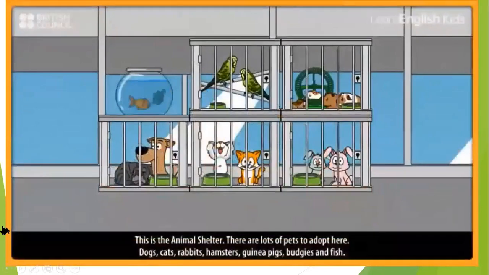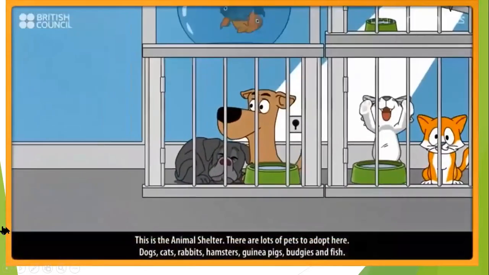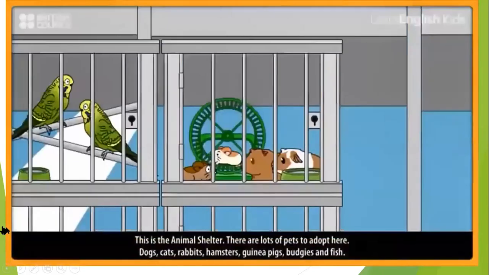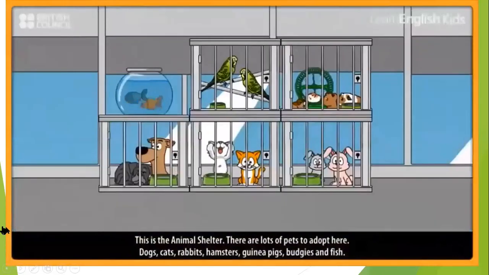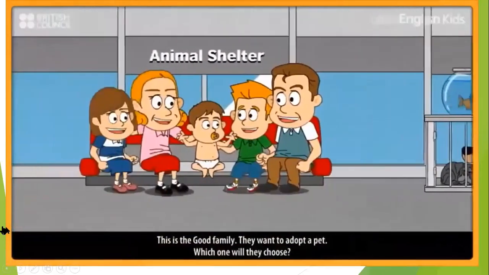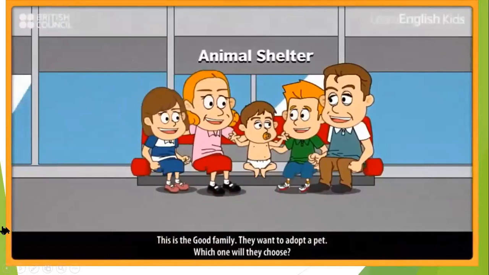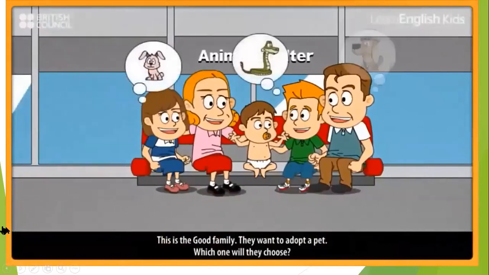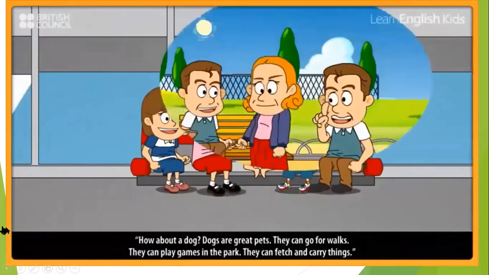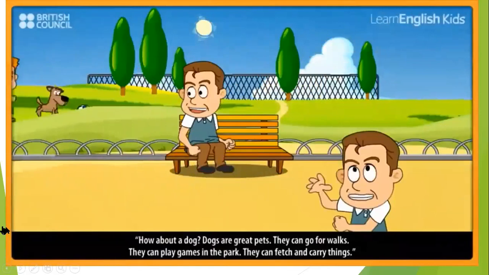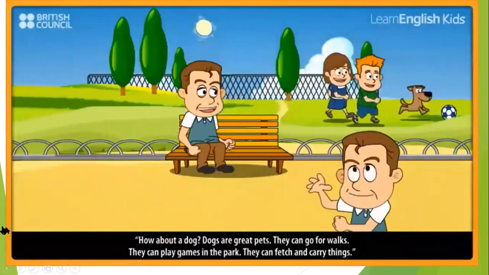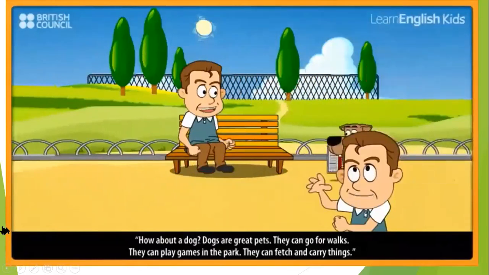This is the animal shelter. There are lots of pets to adopt here. Dogs, cats, rabbits, hamsters, guinea pigs, budgies and fish. This is the Good family. They want to adopt a pet. Which one will they choose? How about a dog? Dogs are great pets. They can go for walks, they can play games in the park, they can fetch and carry things.